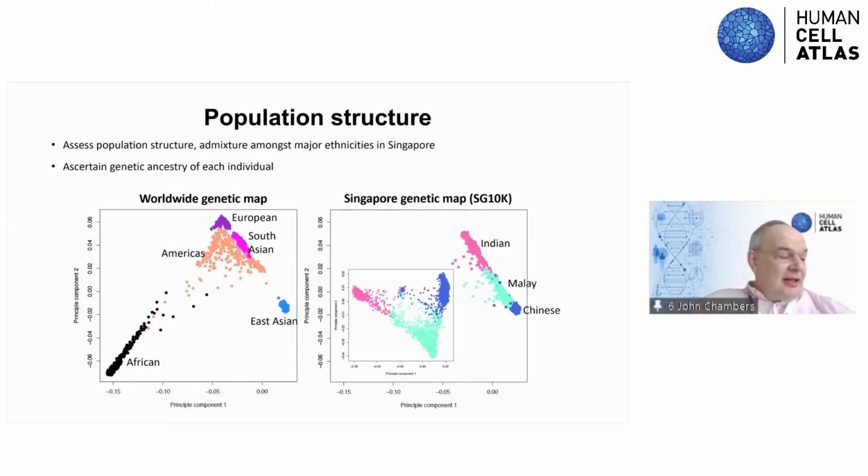Turning to what the data look like, here's some of the preliminary whole genome sequence data. It shows the beautiful, complex population structure of Singapore. 3 main ethnic groups: Malays, Indians, Chinese, with lots of admixture going back over centuries, probably.